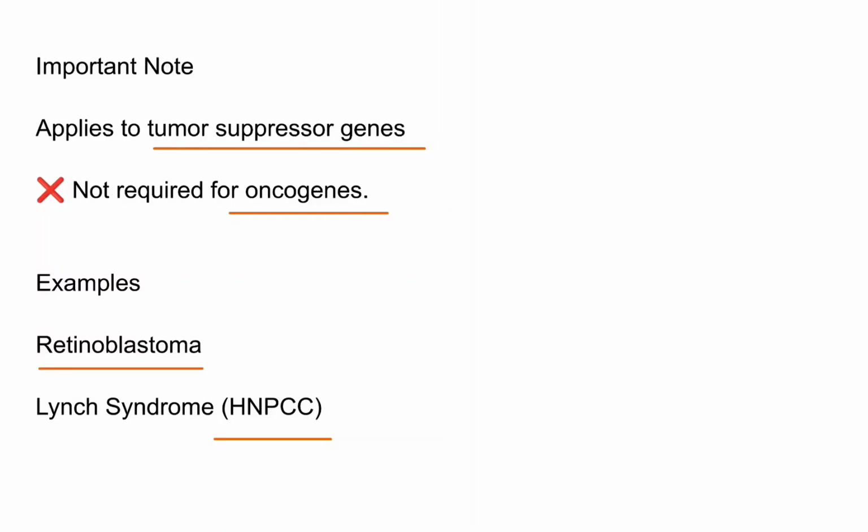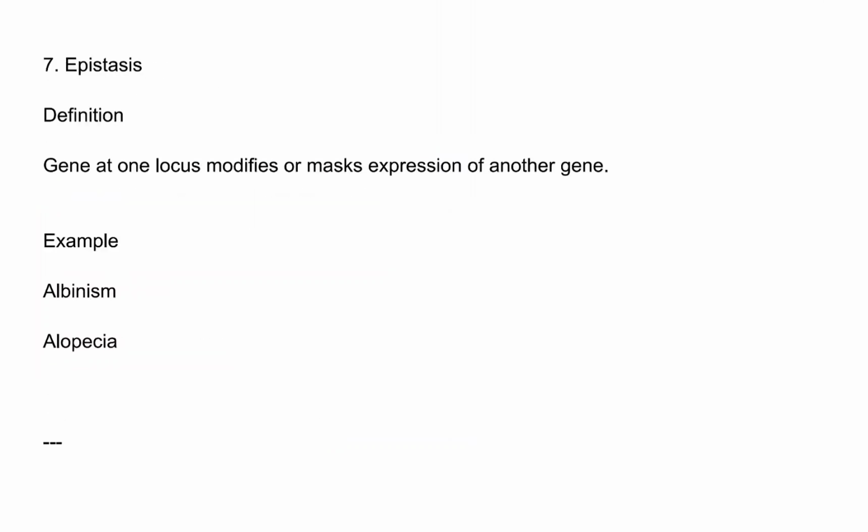LOH, loss of heterozygosity. Epistasis definition: a gene at one locus modifies or masks the expression of another gene. Example: albinism, alopecia. So these two are examples of epistasis, in which one gene at one locus modifies or masks or suppresses the expression of another gene. One is albinism and the second is alopecia.